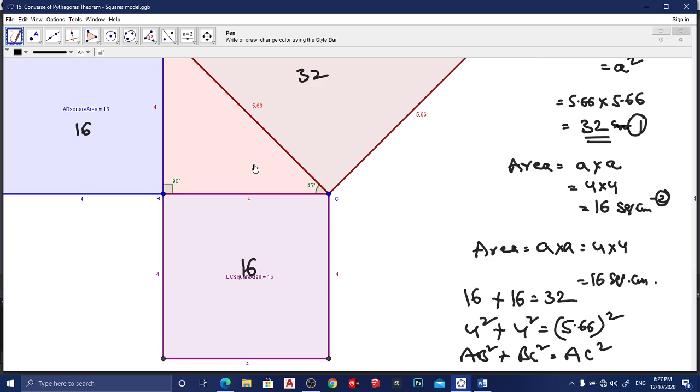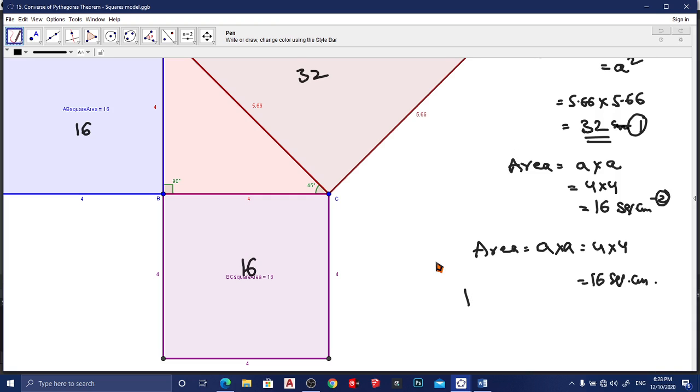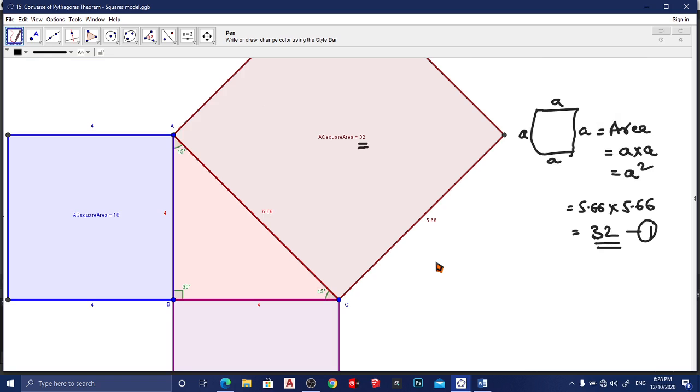So now we proved that if the square of the hypotenuse is equal to the sum of the squares of the other two sides, the triangle is a right angle triangle. That triangle will be a right angle triangle. This is the converse theorem of Pythagoras. Now if you take other sides and other triangles, I will show you.